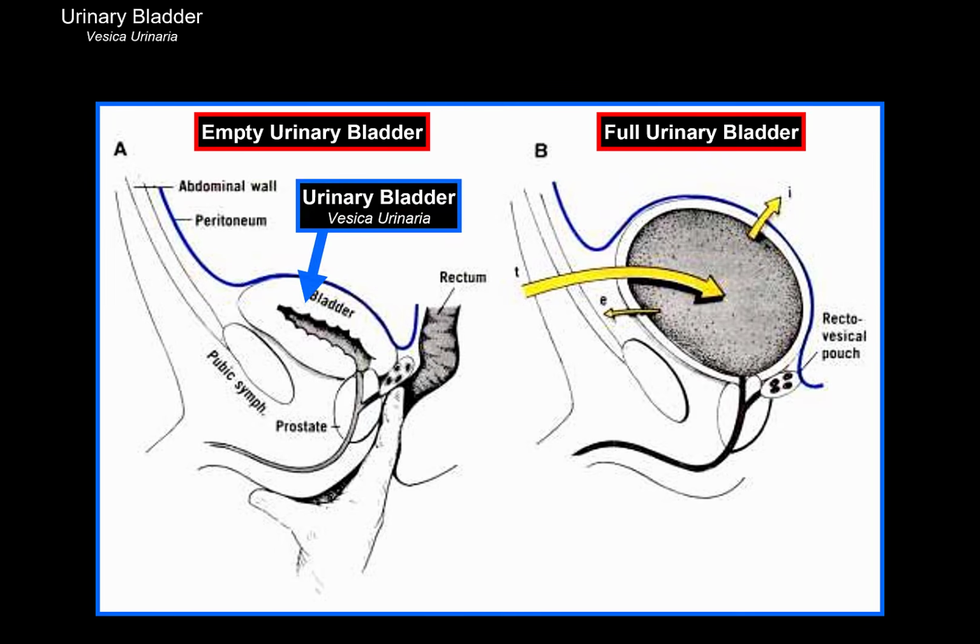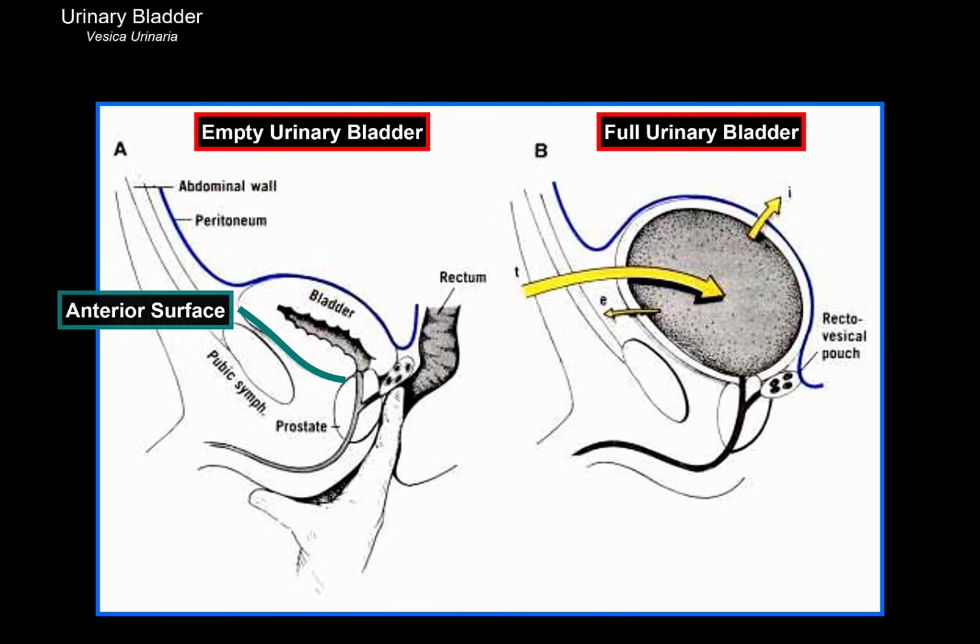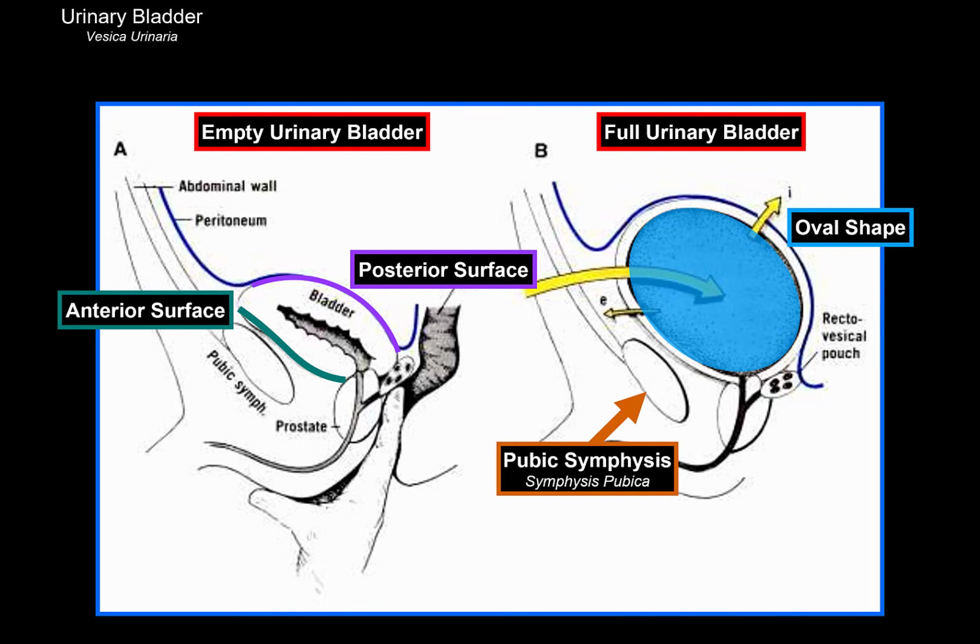The empty urinary bladder is situated behind the pubic symphysis, as you see here, and it has two surfaces. It has an anterior surface towards the symphysis and a posterior surface towards the peritoneum, and there are usually lateral margins that separate these two surfaces. The full urinary bladder, however, has an oval shape, as you see here, and it lies above the pubic symphysis. So this just shows you that the urinary bladder isn't always going to be located right behind the pubic symphysis.